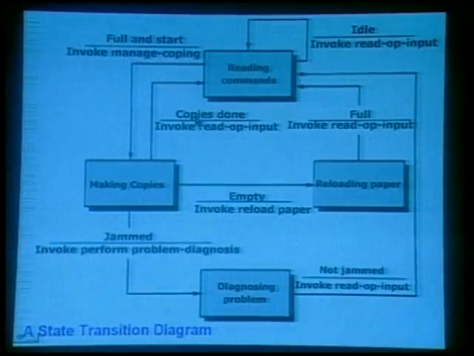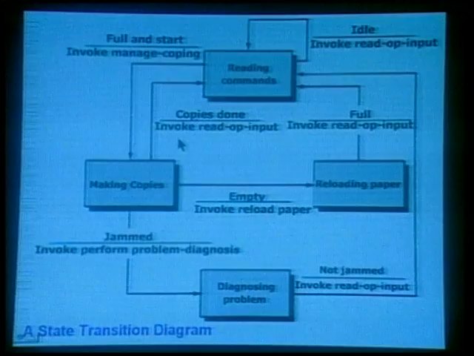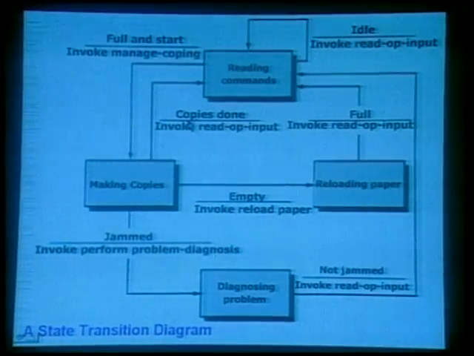The first event is the copying is done. The second event which can happen here is the photocopier machine is empty, there is no paper, or the paper is jammed. So at each state, what is important to note here is that we have to see which events can happen and what action should be taken in response to each event. For example, if the copying is done, then invoke read operation input is done, and the system goes back to the reading command. And again, it waits for a user command.